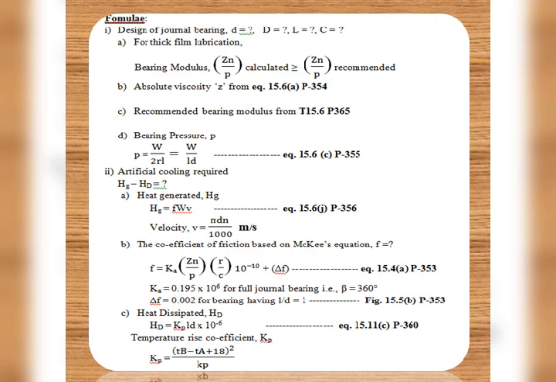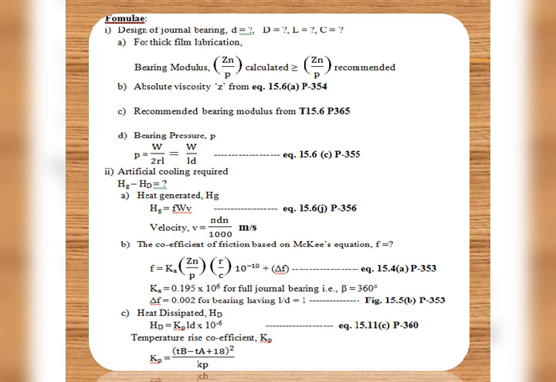Further, for the artificial cooling required, that is Q is equal to Hg minus Hd, that we need to find, where Hg is nothing but heat generated and Hd is nothing but heat dissipated. So Hg, that is heat generated, can be evaluated by using the equation f into W into V, that is equation number 15.6j, page number 356, where V is nothing but velocity in meters per second, that is pi d N by 1000. Here N is supposed to be in terms of revolutions per second.